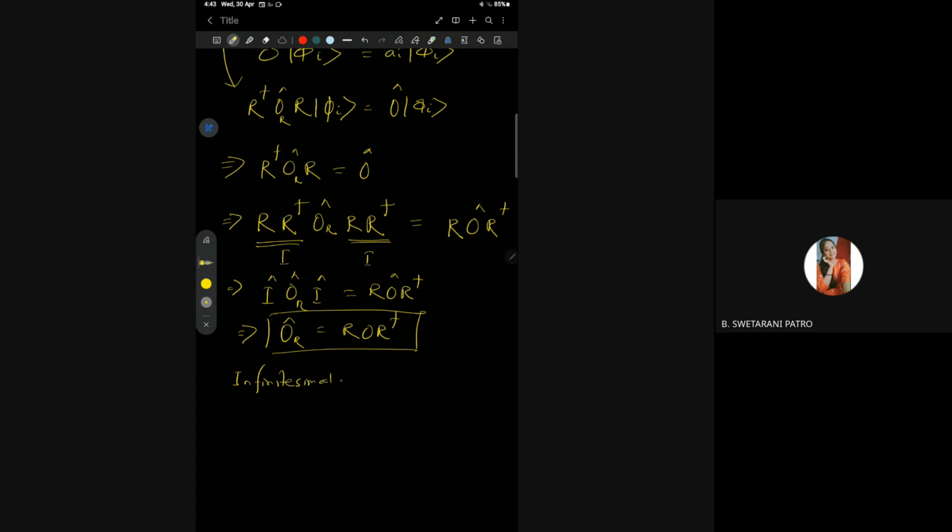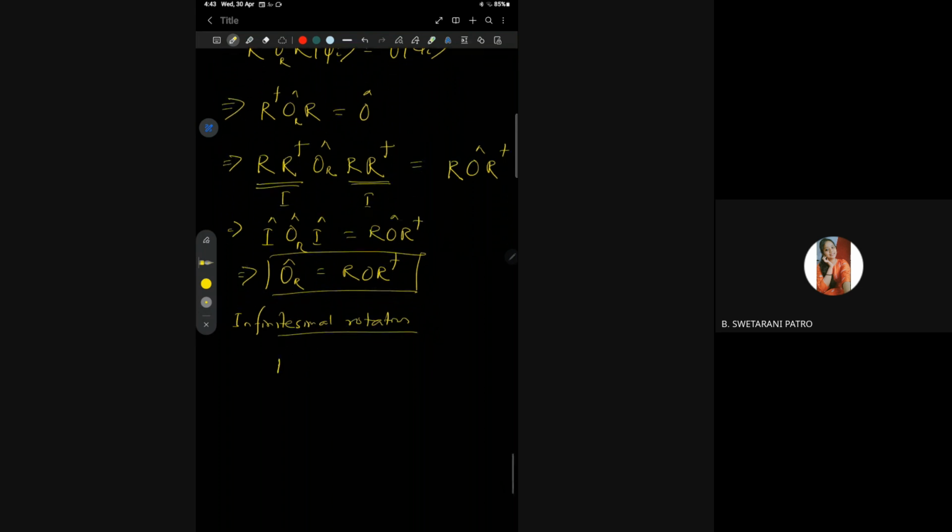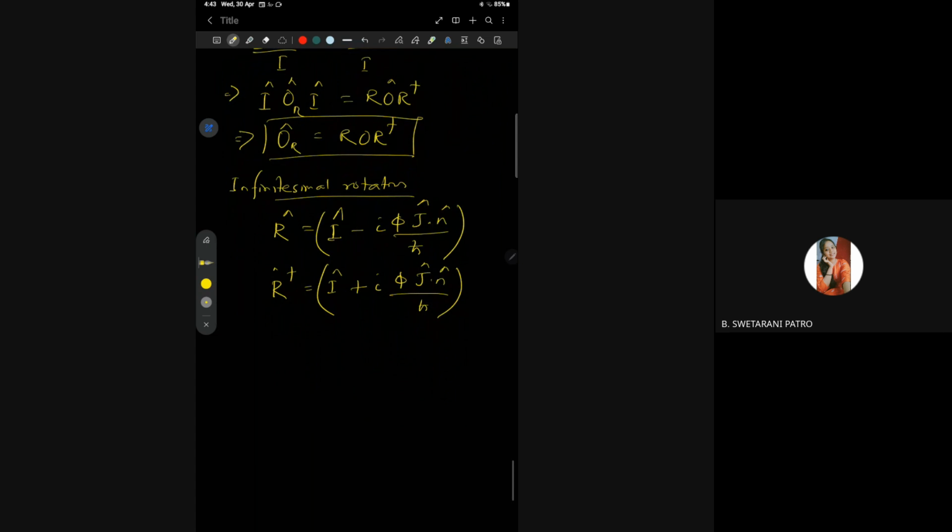Infinitesimal rotation. So how do we get the rotation matrix? Do you remember the rotation operator? R is identity minus i phi J dot n by h cross. So what will our R dagger be? R dagger will be identity plus i, the complex conjugate, phi J dot n by h cross.